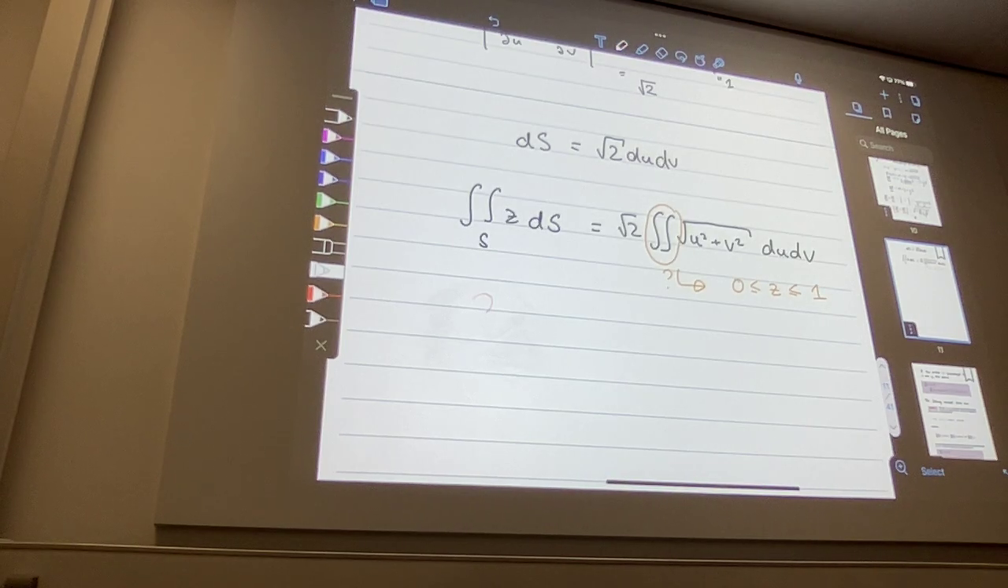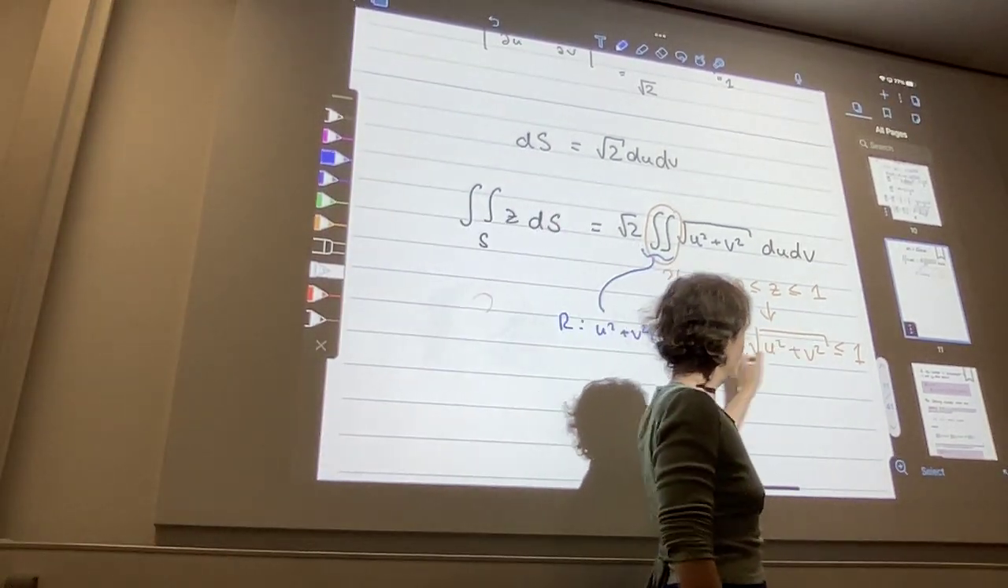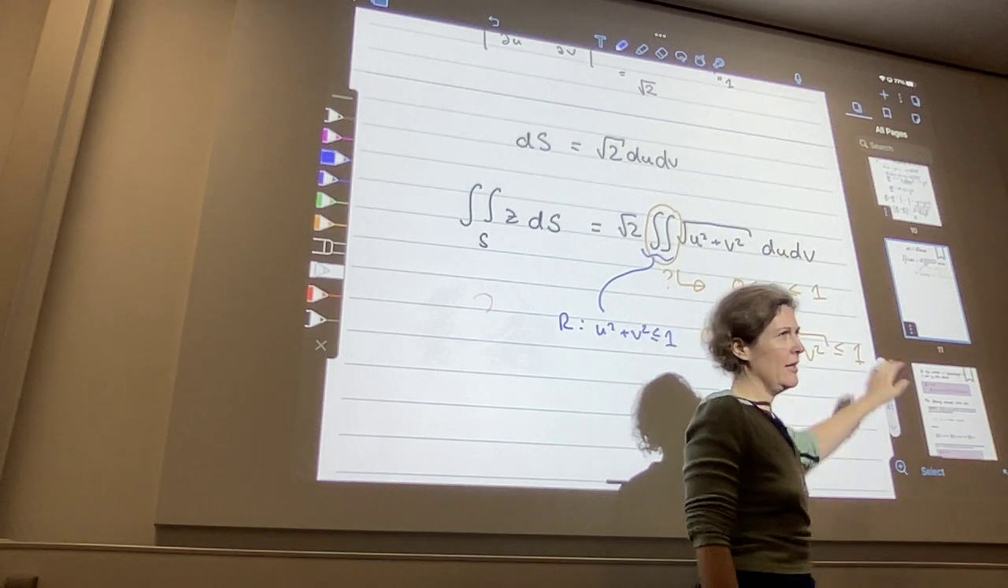So for our limits over here, what does that tell us about u and v? Well, this tells us that 0 has to be less than or equal to the square root of u squared plus v squared, which has to be less than or equal to 1. So what we're integrating over here is really the region. Our region R is the region where u squared plus v squared is less than or equal to 1, where all I've done is say, I don't really want to deal with this root, but I can take the square of this whole thing, and then that just tells me I need u squared plus v squared to be less than or equal to 1.